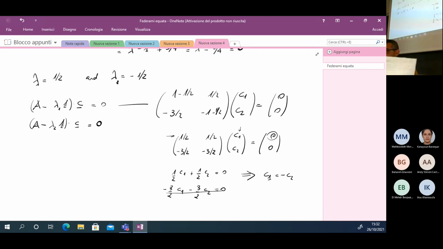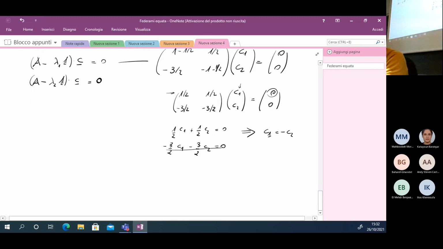But there is another mistake here. So what does it mean that C1 is equal to minus C2? This means that an eigenvector of the problem is given by 1, minus 1. So I can choose C1 to be some number. For simplicity, I can choose C1 to be equal to 1, and C2 is going to be equal to minus C1, so minus 1. This is an eigenvector.